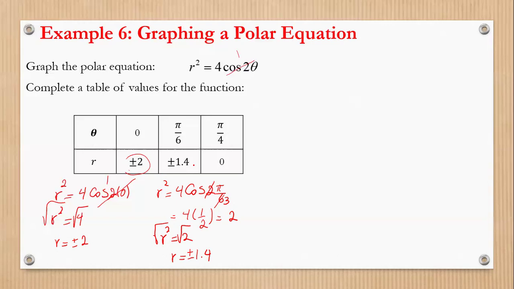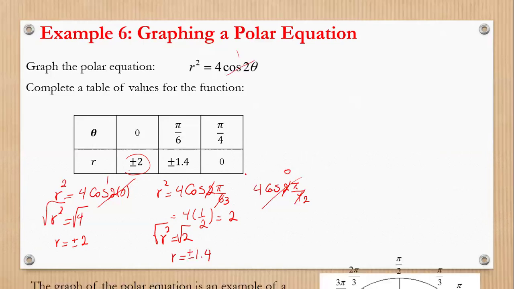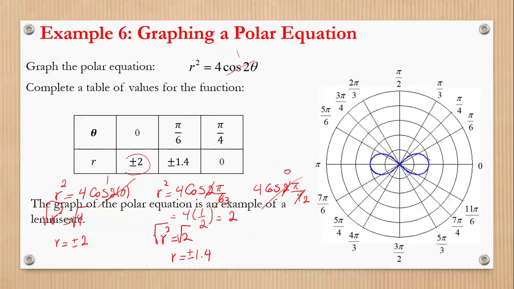And if you replace theta with pi over 4, you get 4 cosine of 2 times pi over 4. You can simplify, and we get pi over 2. Cosine of pi over 2 is 0, and 4 times 0 is just 0. Now we can find these points and graph the equation. So the first points are 2 and 0, and negative 2 and 0, the first 2 points.